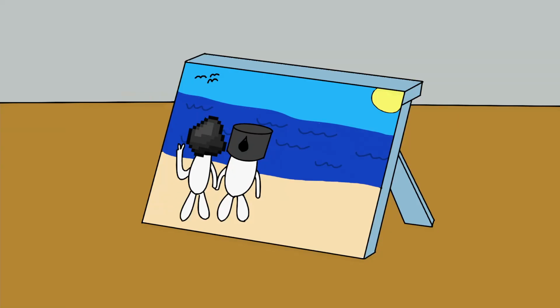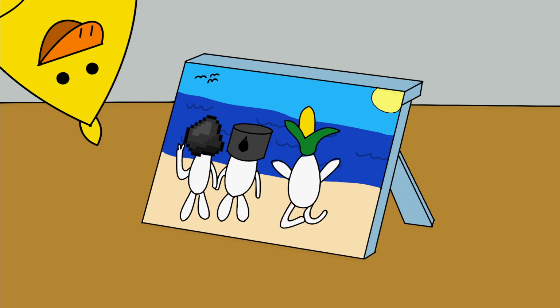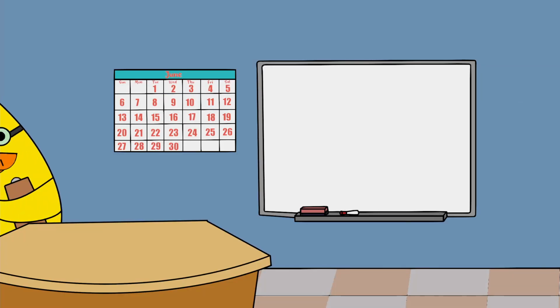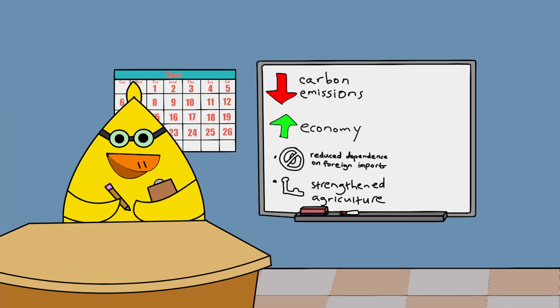This is where biofuels come into the picture. Derived from organic materials such as corn or sugarcane, biofuels act as a renewable source of energy that can easily replace liquid fuels such as gasoline. Biofuels offer us plenty of benefits, including the reduction of our carbon footprint and improving the economy by reducing our dependence on imported oil and strengthening the agricultural industry.